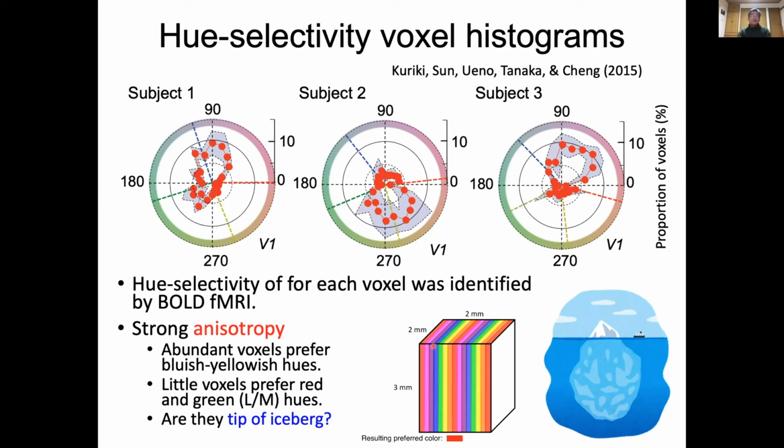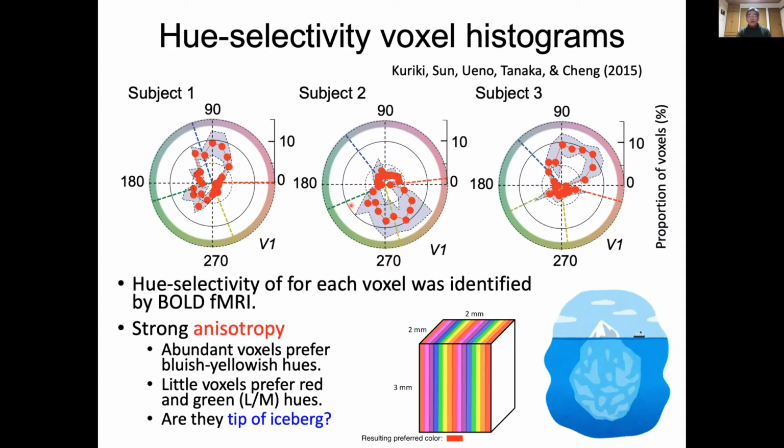One probable reason is that the size of the voxels we used for the recording was quite huge, 2 millimeters by 2 millimeters by 3 millimeters, compared with a neuron. This is very large, so probably only overpopulated neurons within one voxel could emerge, and we could measure only that kind of response as the hue selectivity of the voxel.